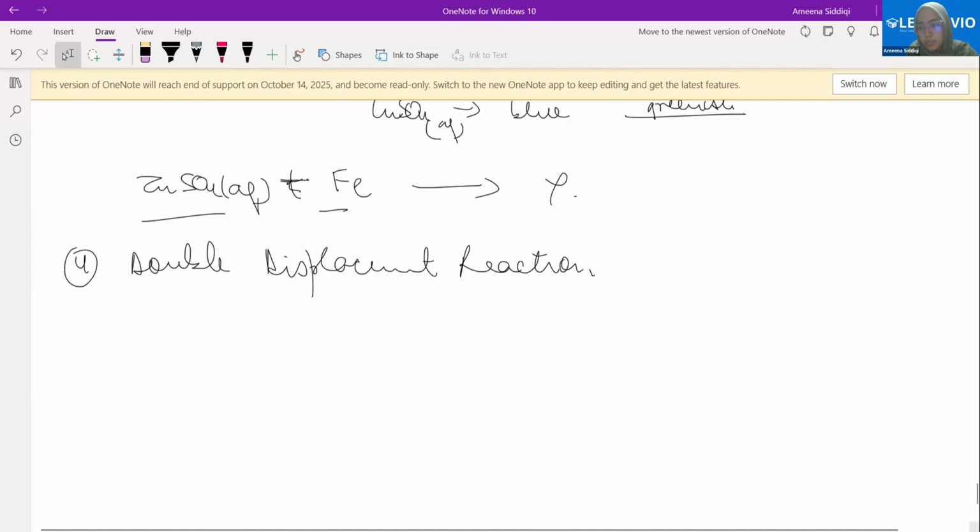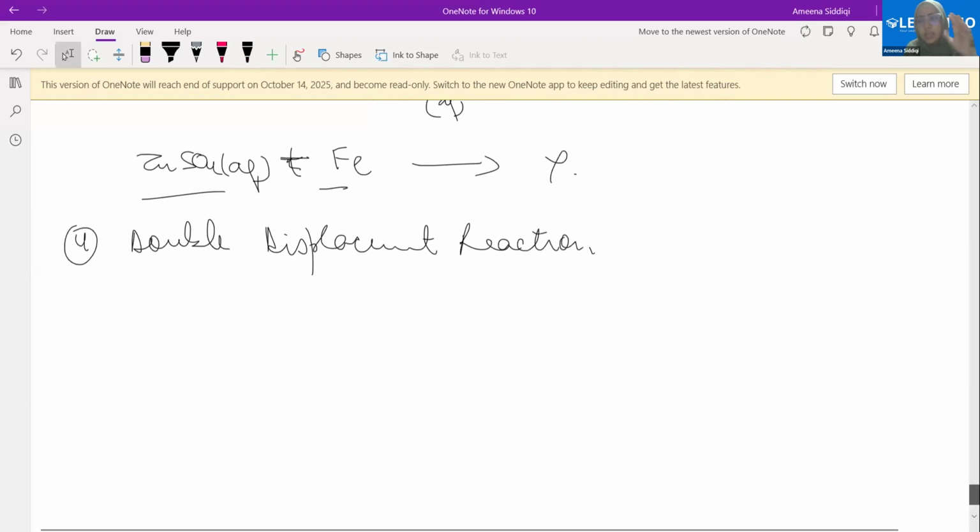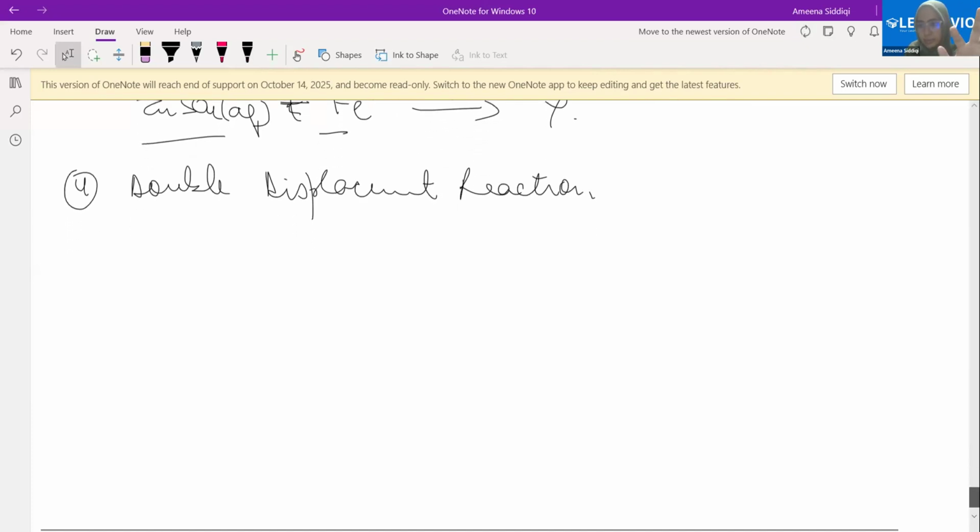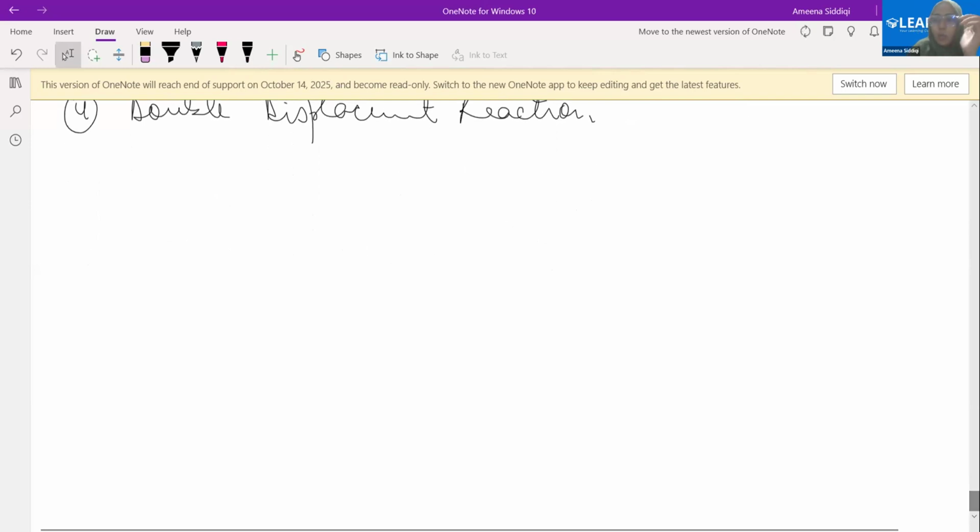Now, so that is also clear. Here, displacement is taking place, but double times. That is 2 times. How does that happen? Let's see. Do you know what a neutralization reaction is? You must have learned this neutralization reaction: an acid and a base reacting together. Fine. I will take that example here.